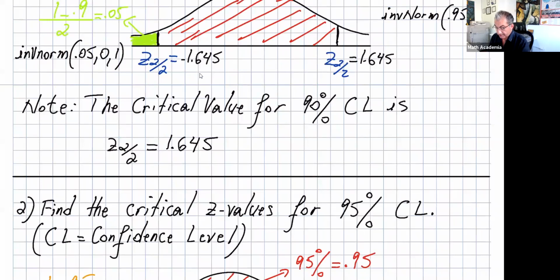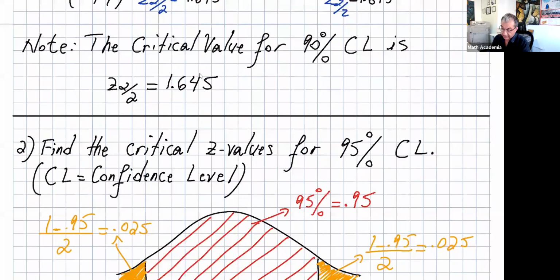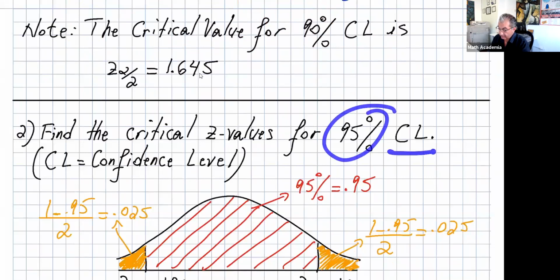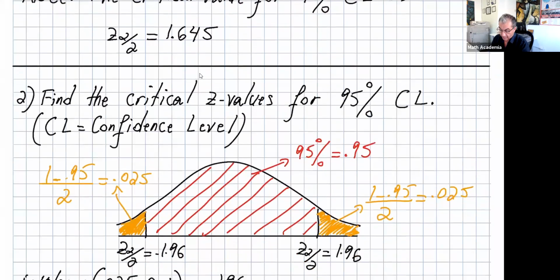Now the critical value, we always say one critical value, we take the positive one for our calculations. So we say the critical Z value for 90% confidence level, when you're using the standard normal distribution, is 1.645. Very common number, so 90%. The next common confidence level is 95%. And again, when I put CL, that is confidence level.